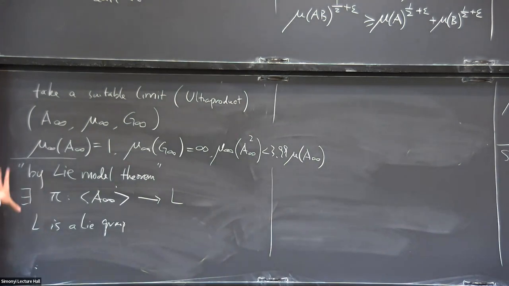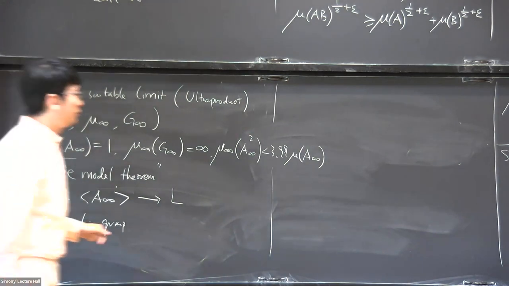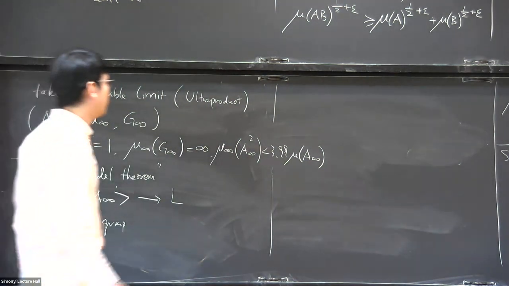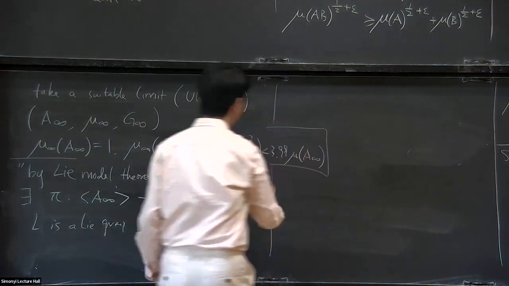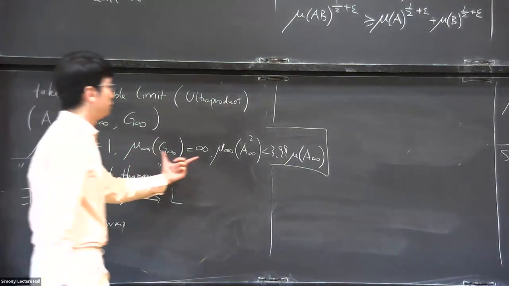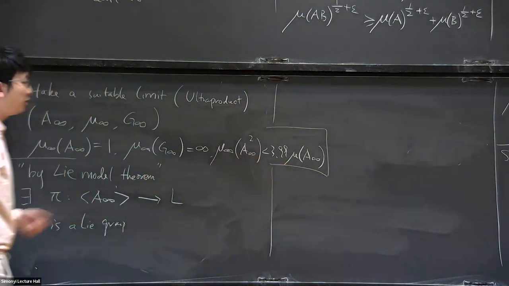Okay, there's some real difficulty here, but I'll explain later. So actually you have to pass to the approximate group and then you lose 3.99. I will mention it later. For the time being, you have a nice Lie model, mapping to Lie groups. And because of this feature, we can arrange that L is non-compact.